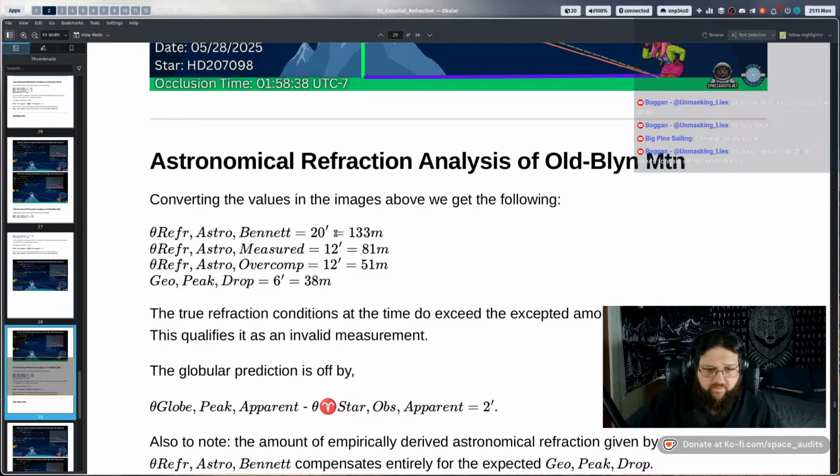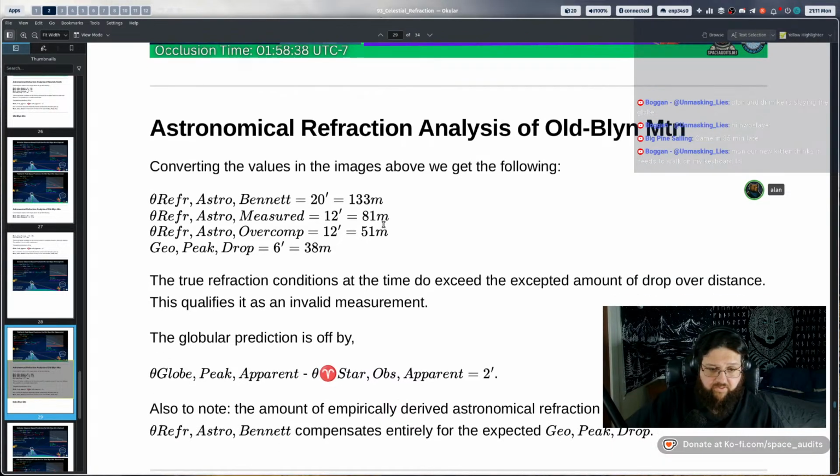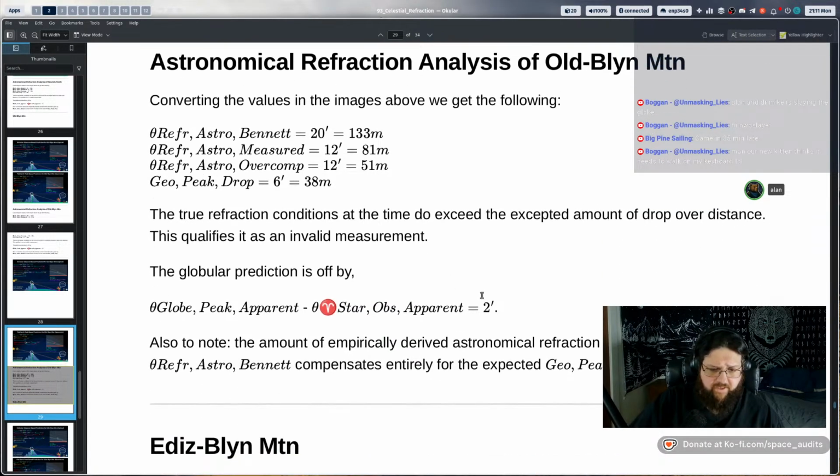So we have 20 arc minutes, 33 meters of lift with an expected drop over distance of 38. The measured difference exceeded the actual drop over distance again. So it's invalid for determining whether or not the Earth is flat or a globe using this measurement. And the apparent position prediction was off, because not considering terrestrial refraction, again, was off by 2 arc minutes.